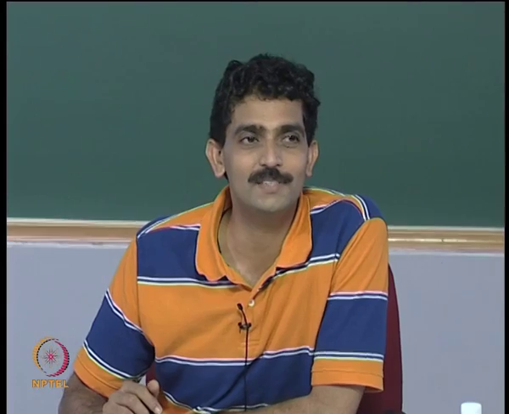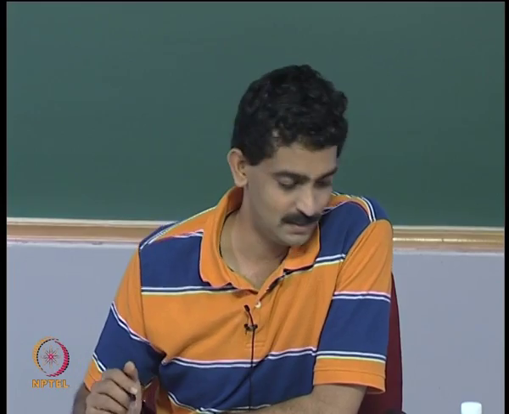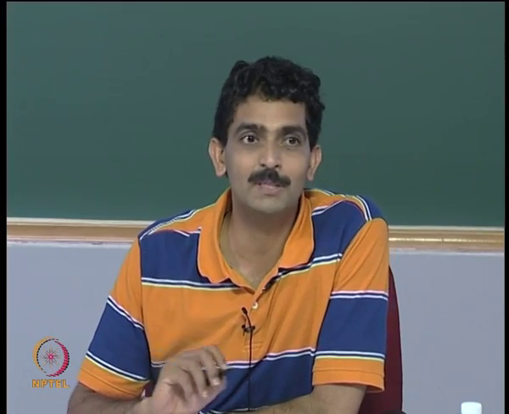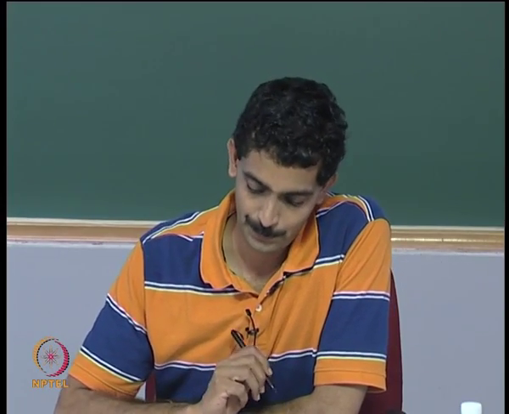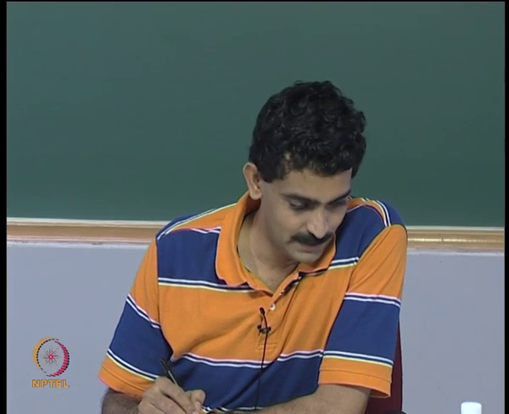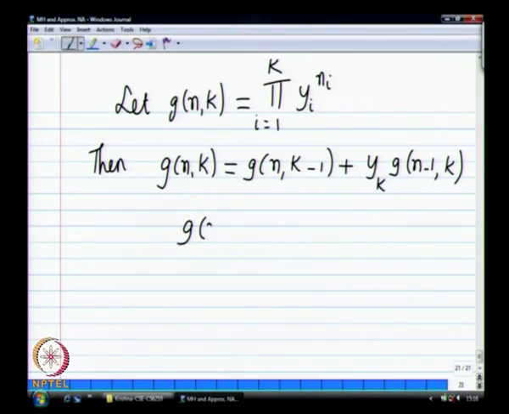So why this is useful is that now I can compute my g of n's much faster, with a simple set of multiplications and additions. Okay, so now let us define some boundary conditions. So what is g of n comma 0 equal to?